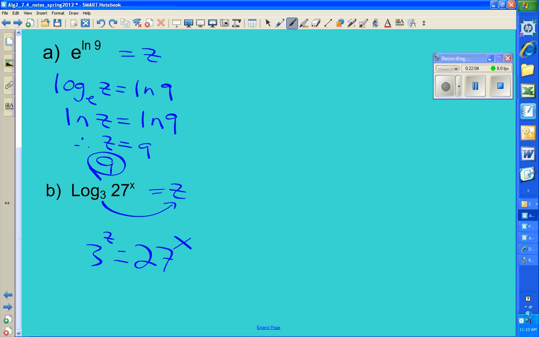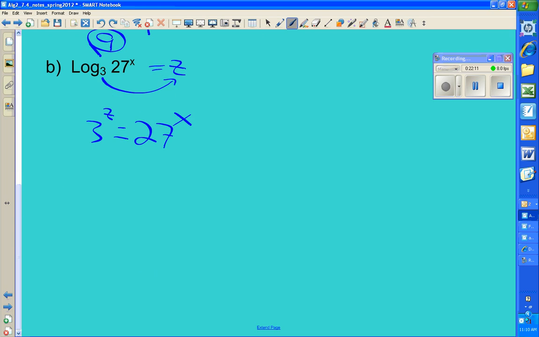Robert, what's another way to write 27? 3 to the third. Why would I want to rewrite 27 as 3 to the third? To get the same base. How does the right side simplify? 3 to the 3x power equals 3 to the z power.